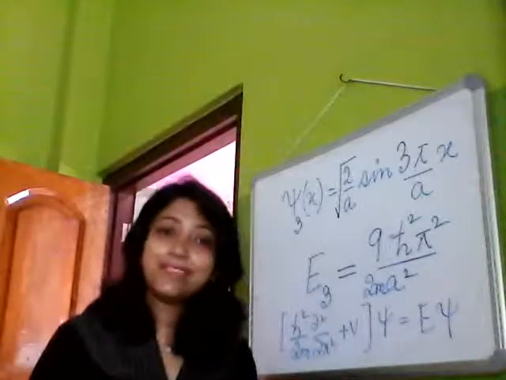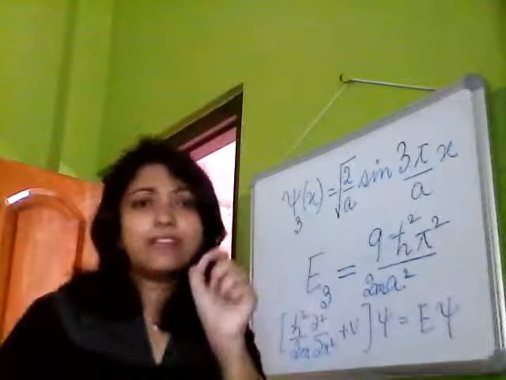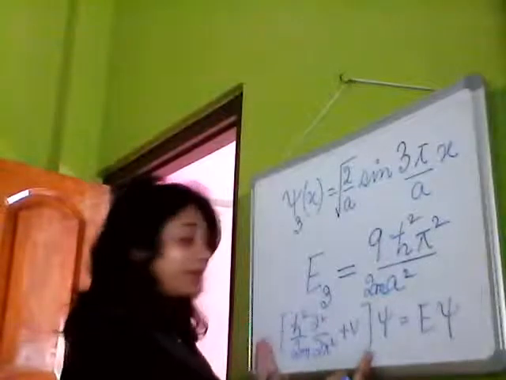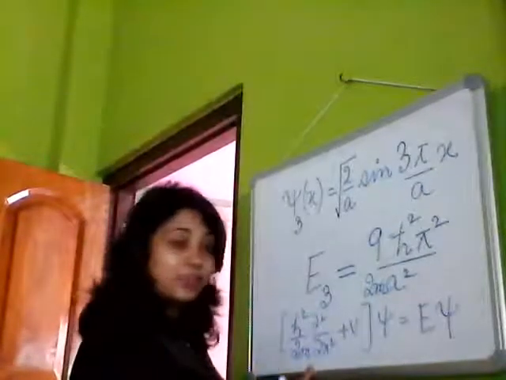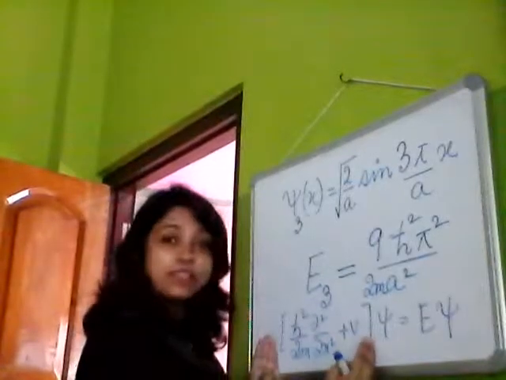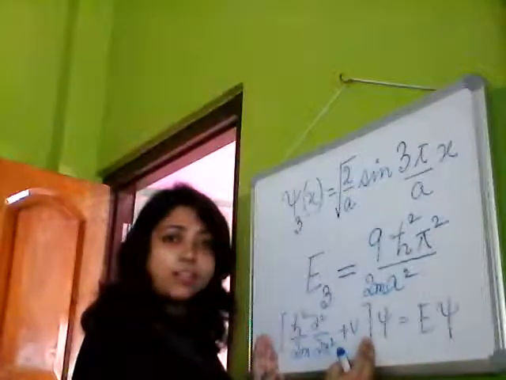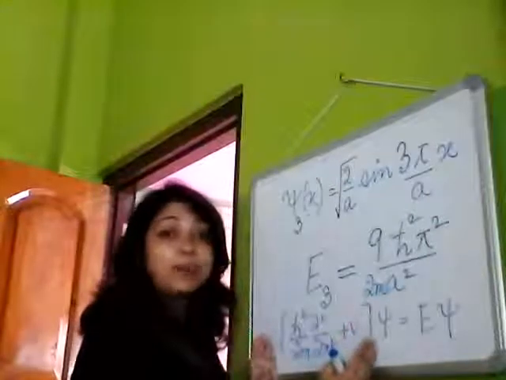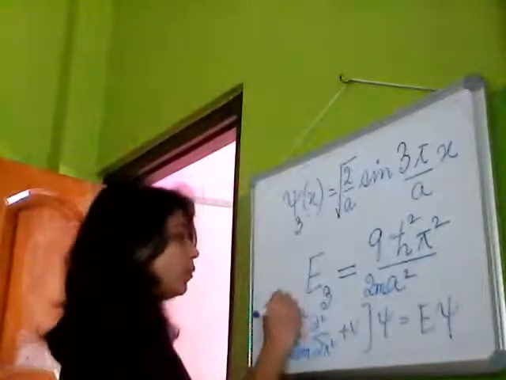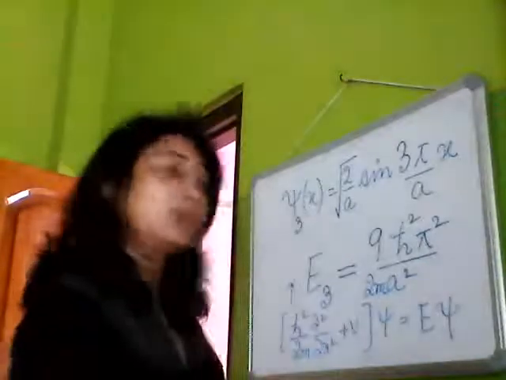The calculation has indeed given us the value of energy, right? I would like to add a very small point over here: this is the kinetic energy operator and this is the potential energy operator. The sum of these two operators is the total energy operator, but we call it by the name Hamiltonian operator. Please remember the name. We call this the Hamiltonian operator.